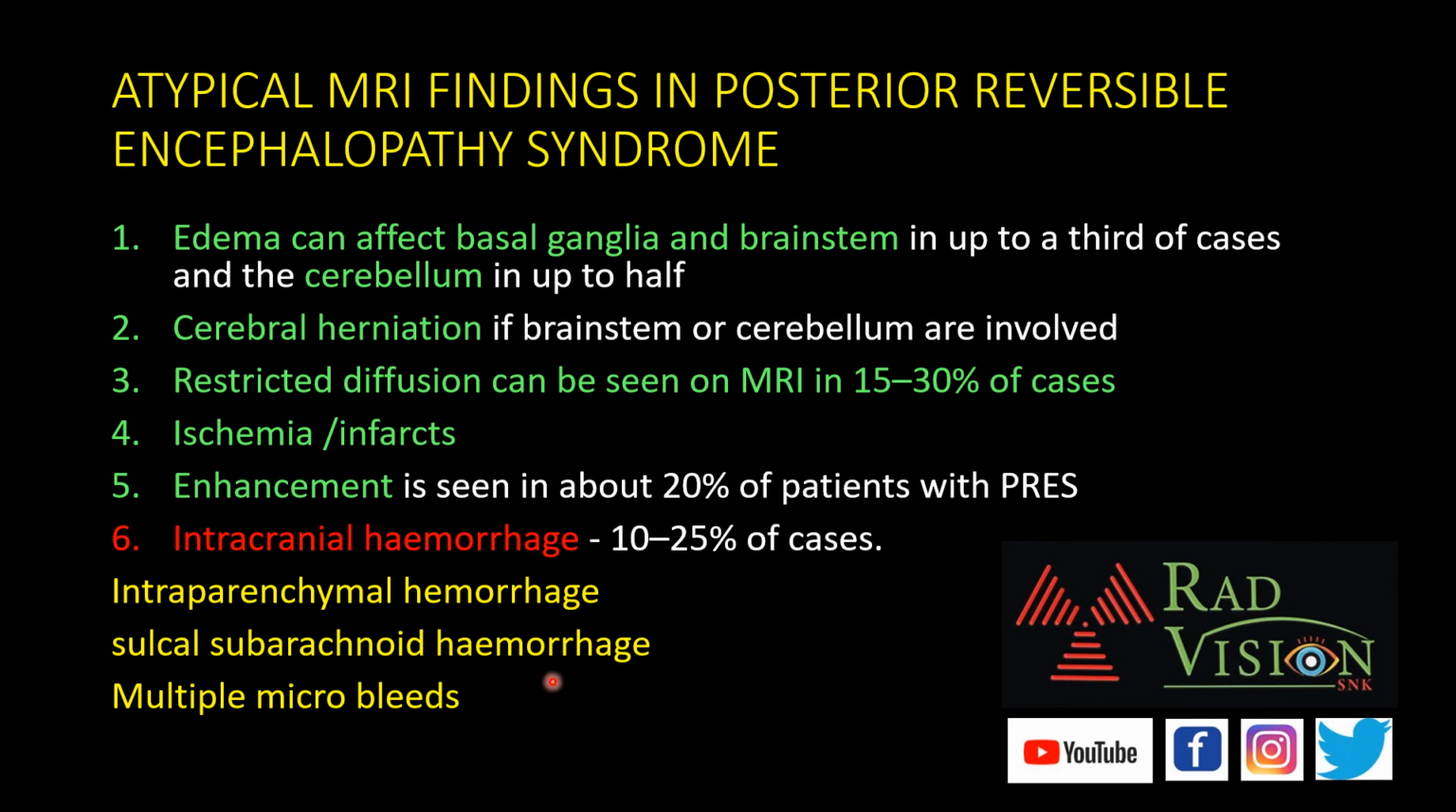If there is sulcal subarachnoid hemorrhage in an older child or adults, RCVS is the most common diagnosis we have to suspect, along with CNS vasculitis.